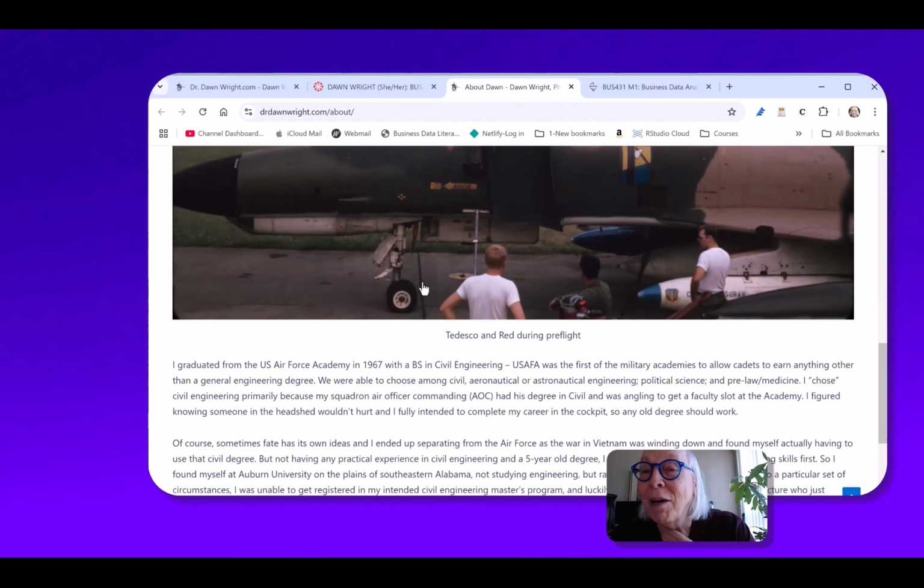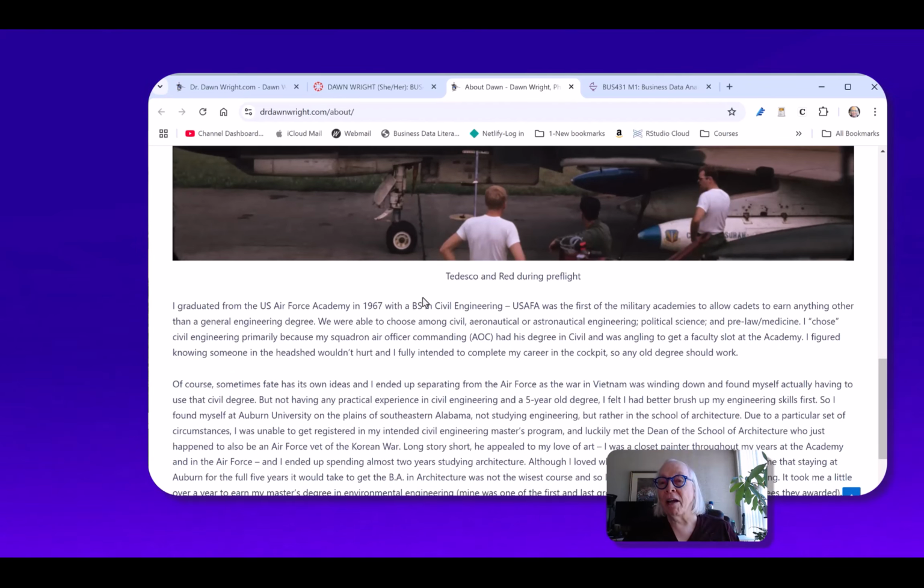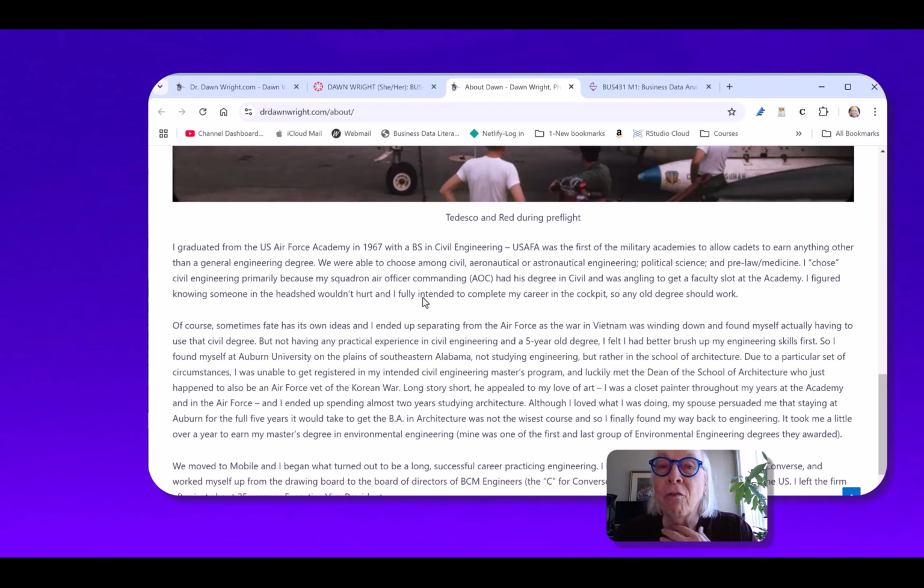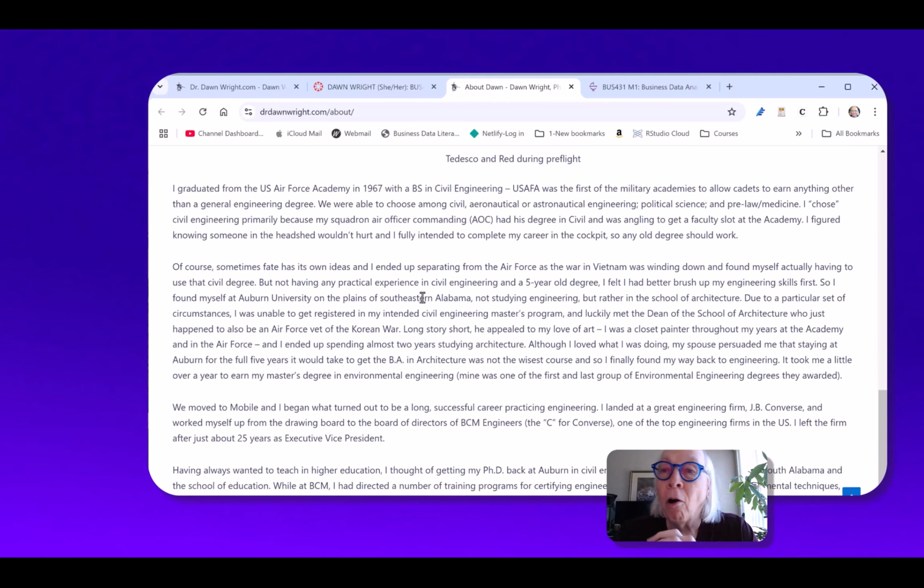But anyway, I did go to the Air Force Academy, and I graduated with a bachelor's in civil engineering, and I thought I was going to fly airplanes for a full career, but this was back during the Vietnam War, and after 5 years I got a little burnout and left the Air Force and went to Auburn University, where I was going to work on a master's degree.